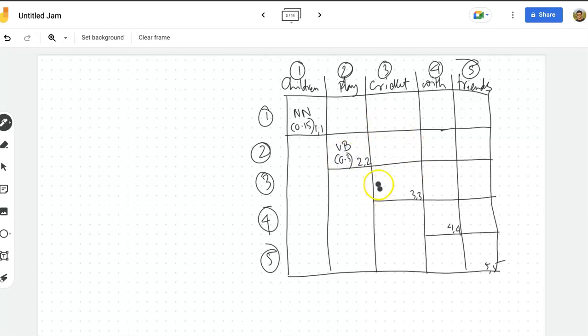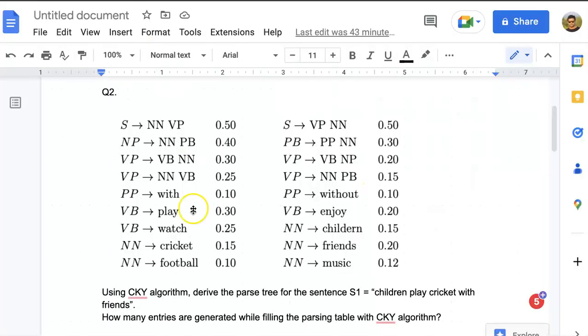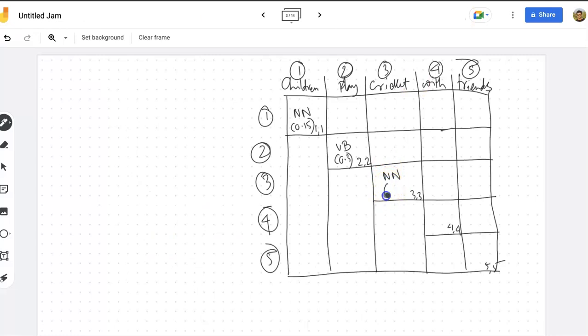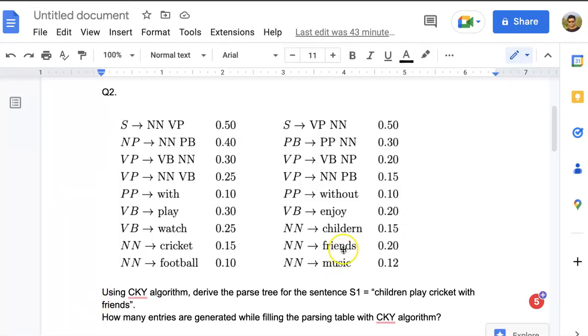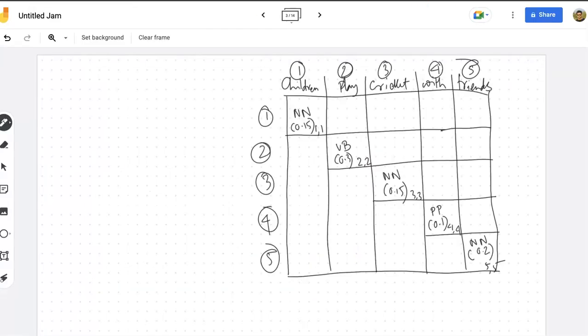Similarly, for cricket, I hope it is from NN to cricket with 0.15. "With" is PP, with 0.1, and "friends" is NN with 0.2. Is it correct? Friends, yes, it is. Now all the diagonals are filled up.